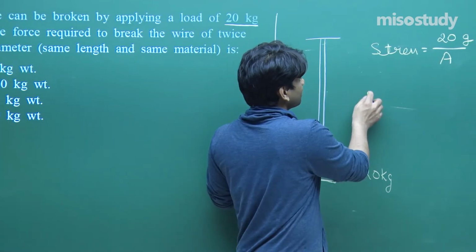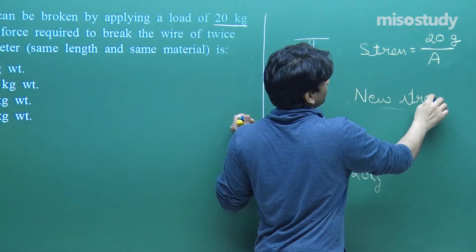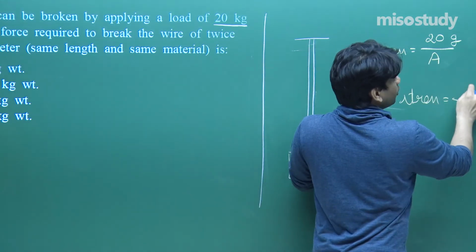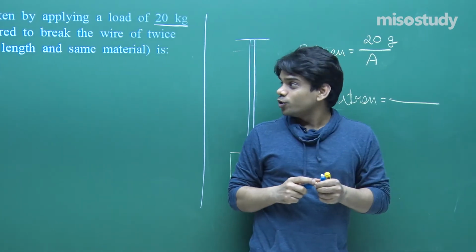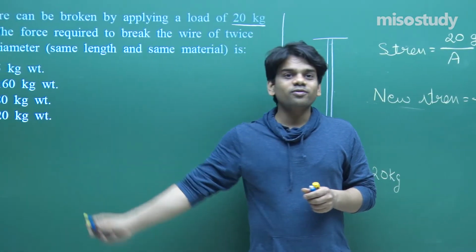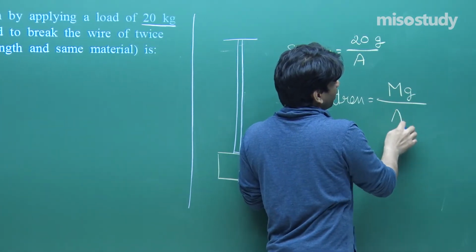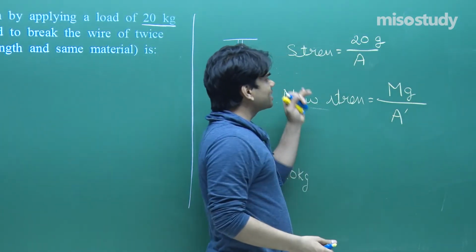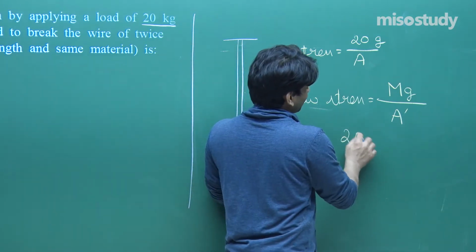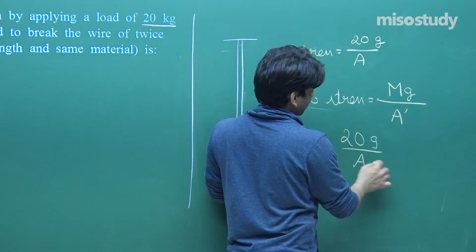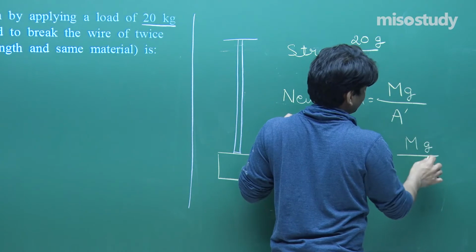So the new stress will be the new mass that you have to actually take here, and it is the required force. So with kg weight we need to find out. Let's say the mass hanging is m g divided by the new area A dash. Breaking stress has to be equal, so both have to be equal. So can we write this as 20 g by A is equal to m g by A dash.